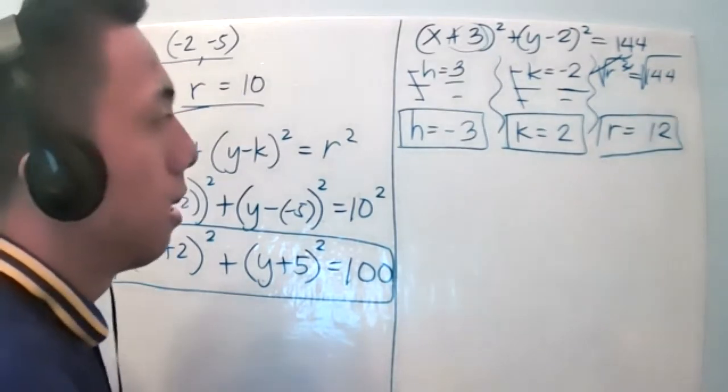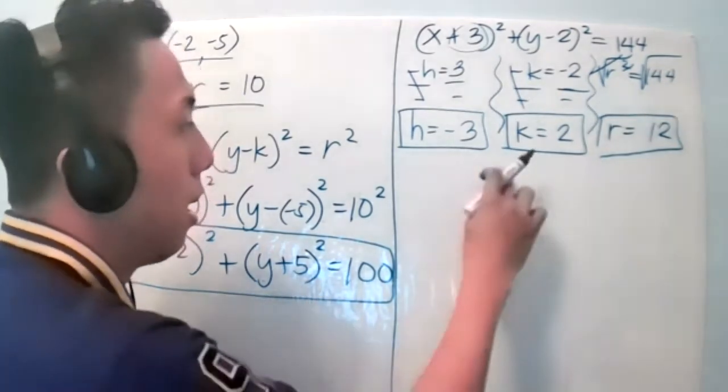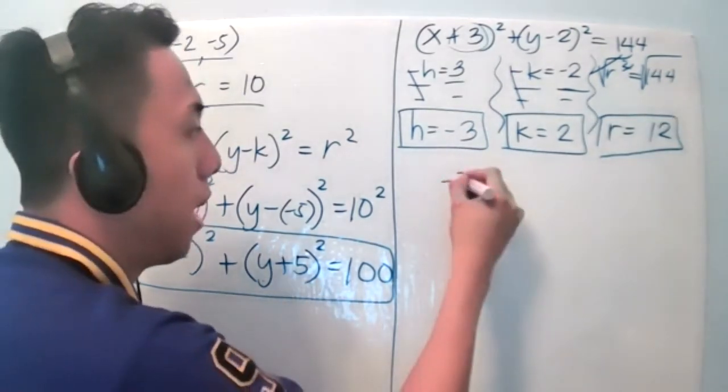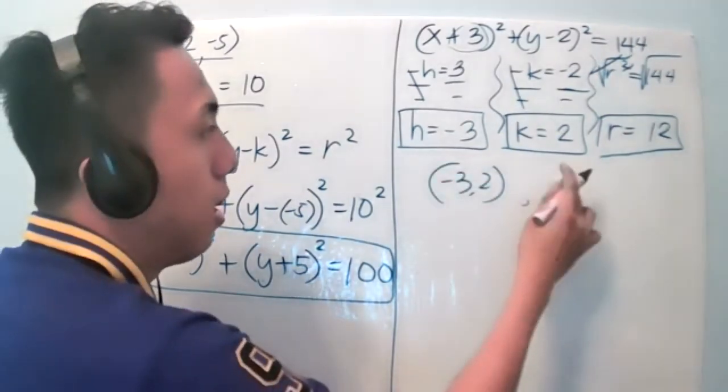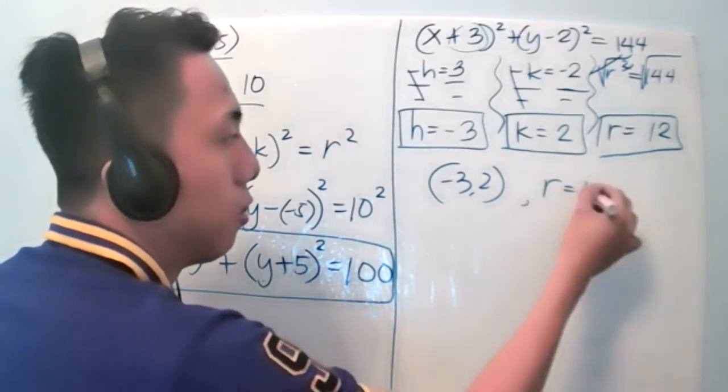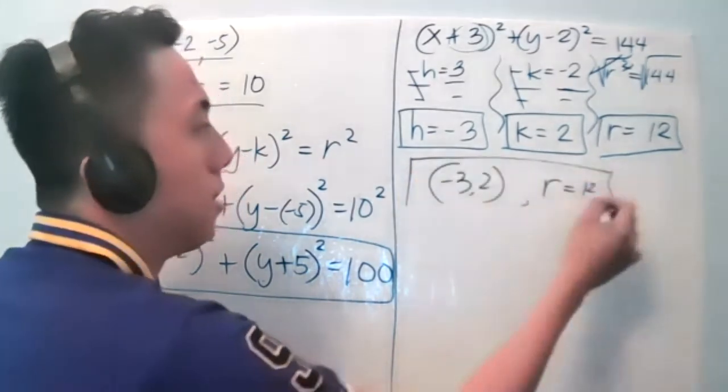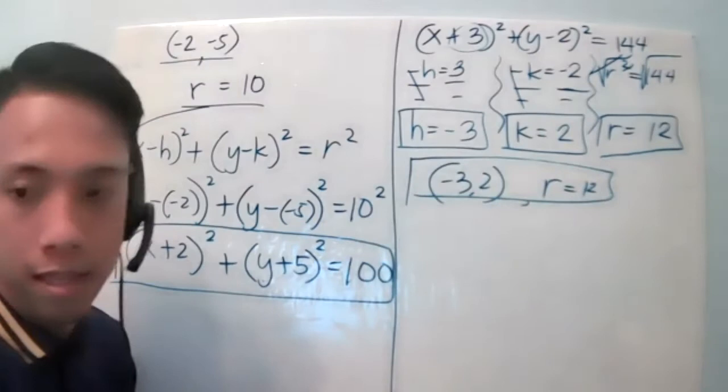So let us, these are now our final answer. Ang ating center, we have (-3, 2). And then our radius is 12. As simple as that.